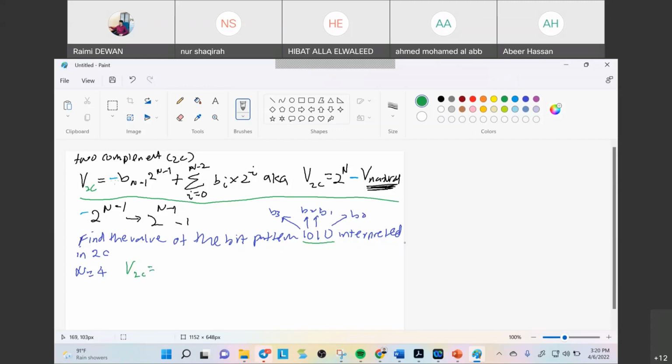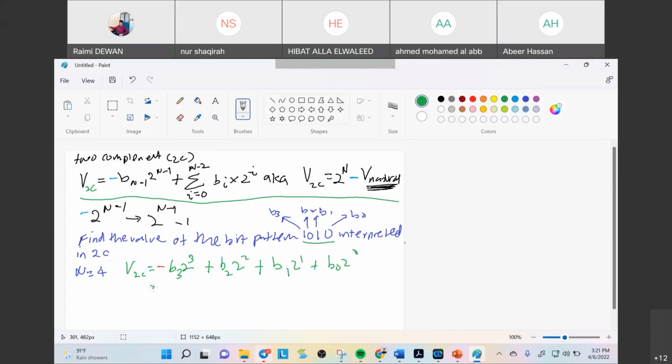The first term is negative. Negative b_(n-1) means 4 minus 1, so B3 times 2^3, plus the summation from i equals 0 until n minus 2. We take the biggest one first, so 4 minus 2 is 2: B2 times 2^2 plus B1 times 2^1 plus B0 times 2^0.